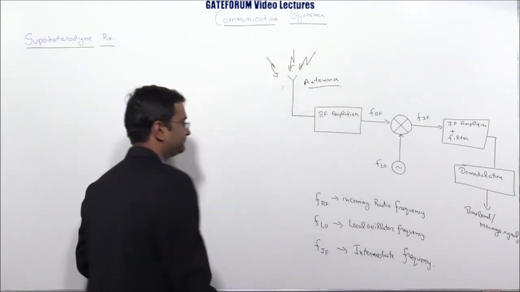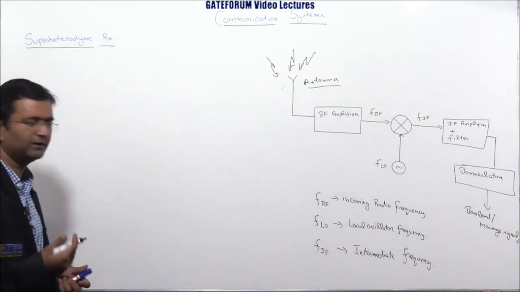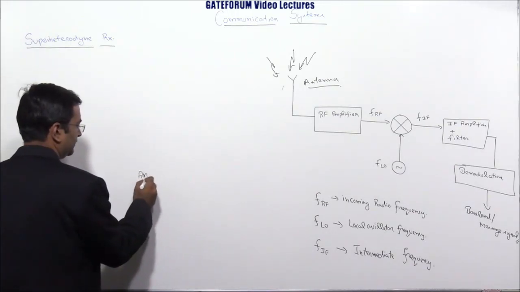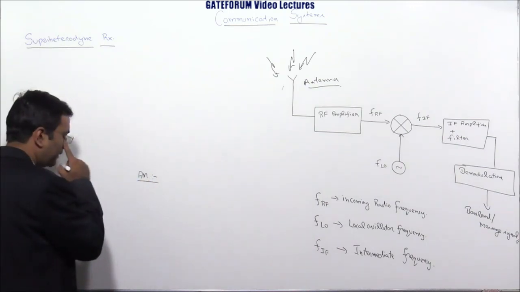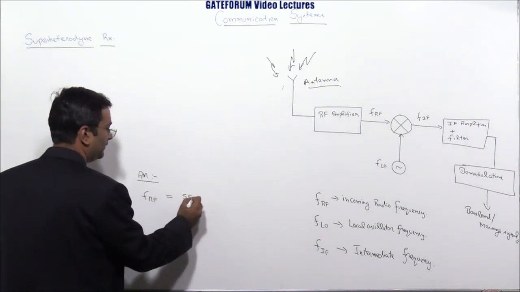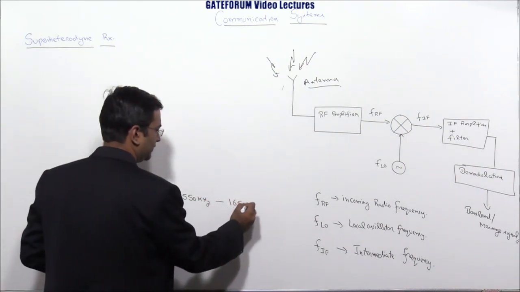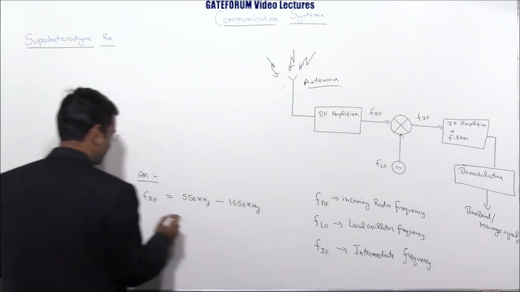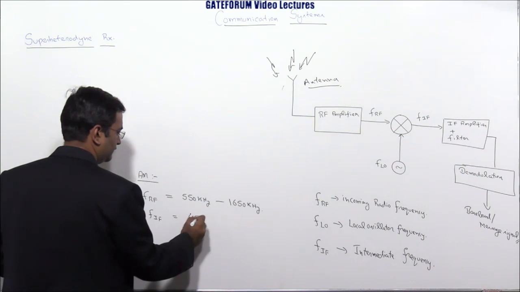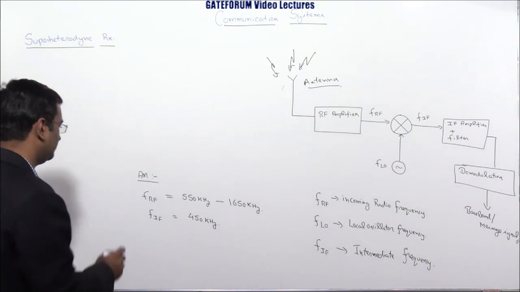Signal is coming from all directions. I'll just tell you some examples of radio frequencies and intermediate frequencies. If you look at AM modulation, there the FRF range is from 550 kilohertz to 1650 kilohertz, and FIF is 450 kilohertz. Okay, that is for AM.